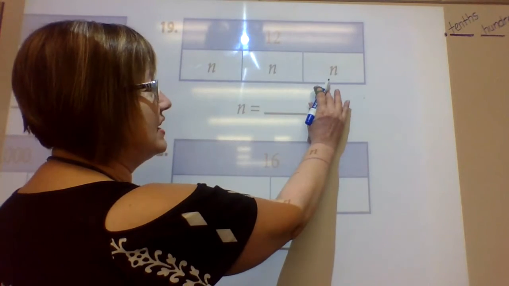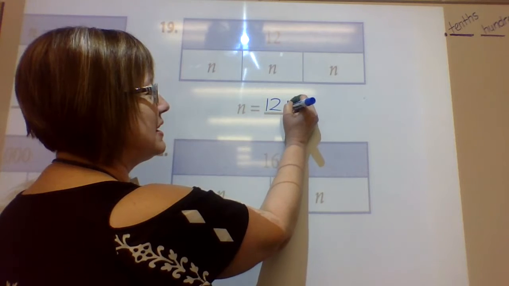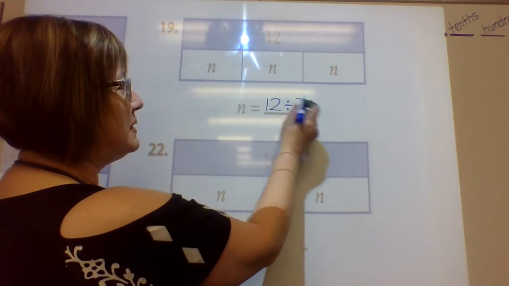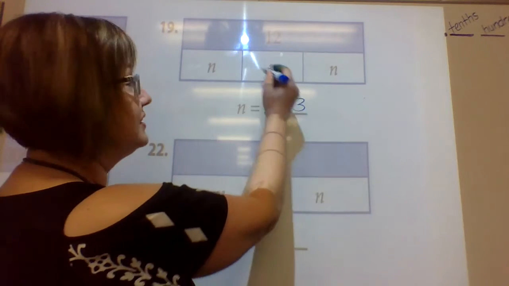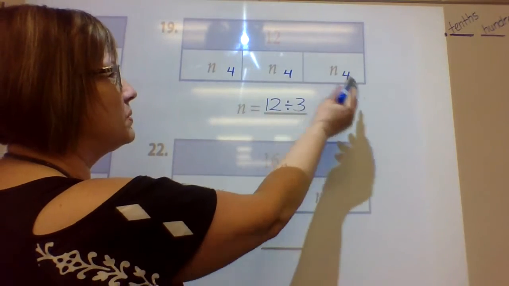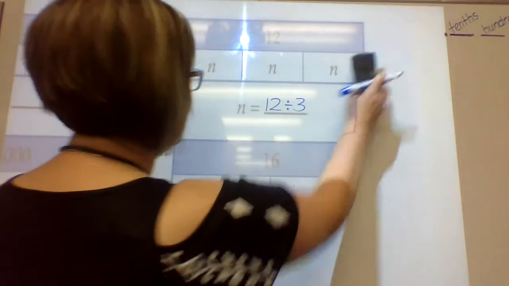Okay, so 3 of these makes 12. So we're going to do 12 divided by 3. So if we did 12 divided by 3, that would equal 4. So let's test it. Is 4 times 3 or 4 plus 4 plus 4 12? Yes. Okay. So that was an easy one.